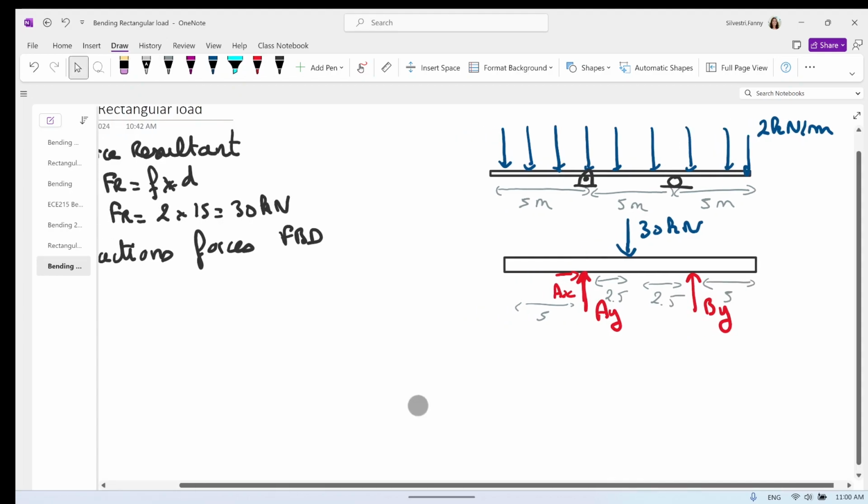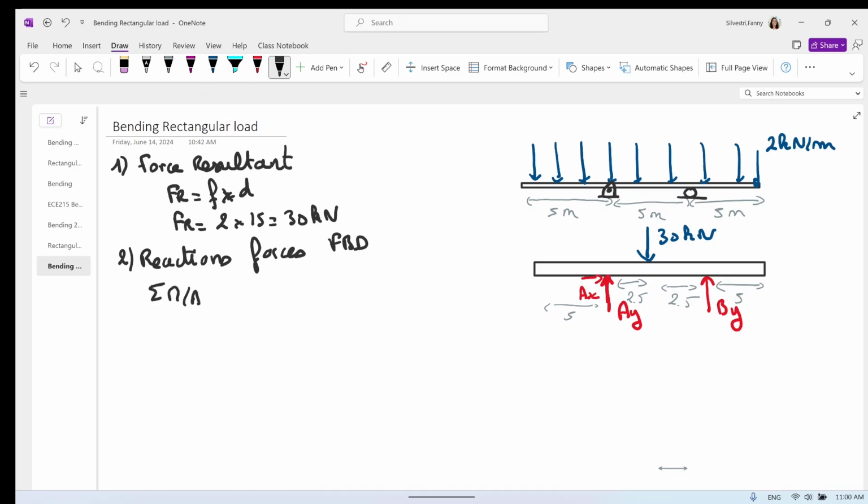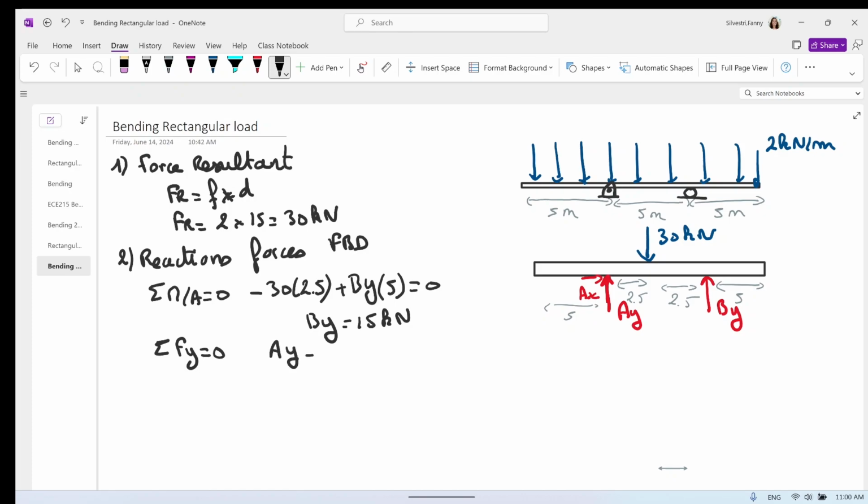Okay, everything is in meters. So let's do the equations of equilibrium. We like to use moments to solve for one of the unknowns. So the sum of the moments about A equals 0. We get minus 30 times 2.5 plus BY times 5 equals 0. So BY equals 30 divided by 2, equal to 15 kilonewton. And we can do the sum of the forces in y equals 0. So we have AY minus 30 plus 15 equals 0. AY equals 15 kilonewton.